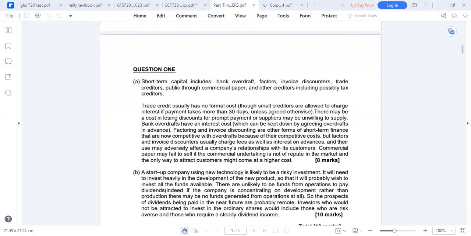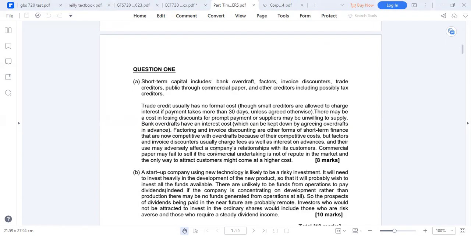Okay. So we know that a startup company using new technology is very risky. It needs heavy capital investment and a larger pool of funds. So there are some investors who are likely to be interested in the operations of such a business.